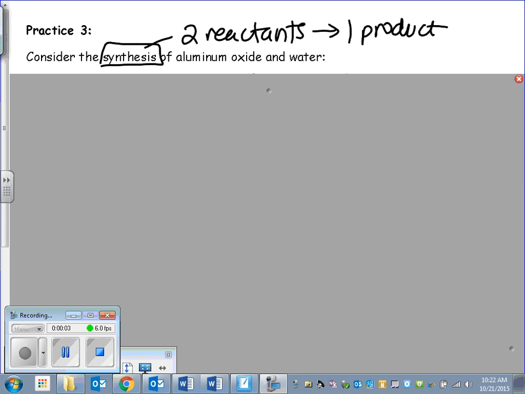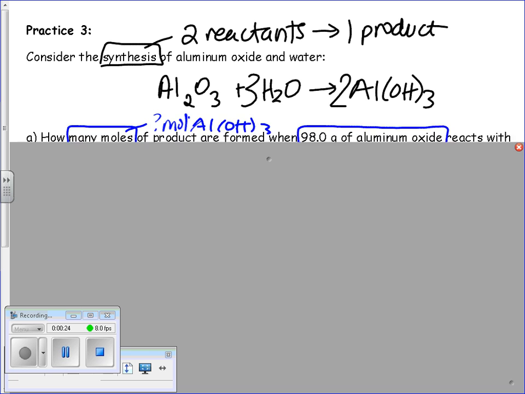Okay, so what did you guys say the reactants were for the synthesis of aluminum oxide and water? We should all have that reaction. Al2O3, so that's aluminum oxide, plus H2O yields aluminum hydroxide, right? That's one of the synthesis reactions with water, so you should know how to do that part.